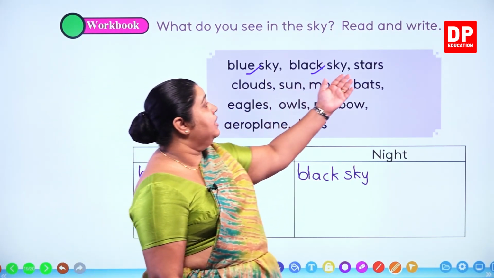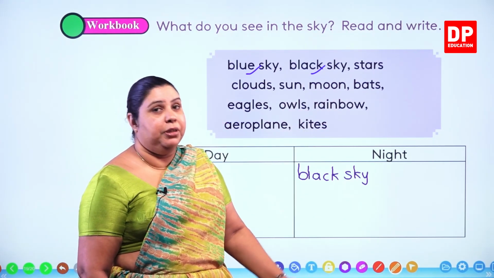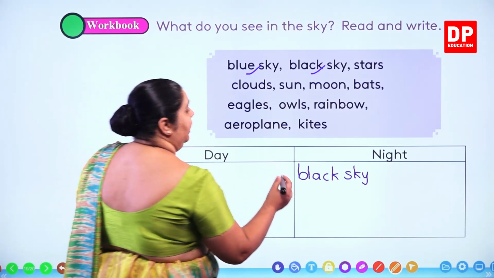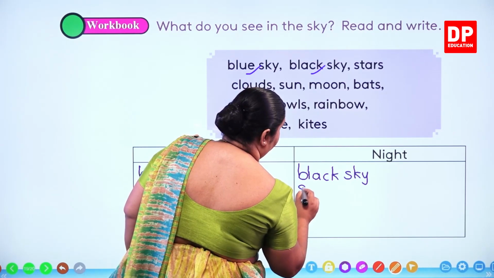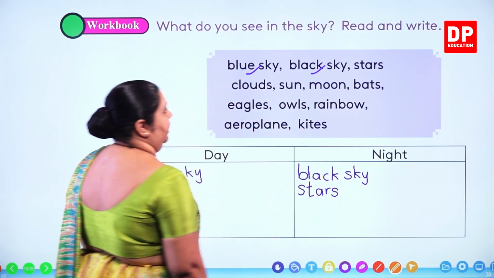Next, we have the stars. During what time do we see the stars? අපිට දවල්ට තරු පේනවද පුතේ? නෑ. We see stars only in the night. So we will write stars for the night sky.